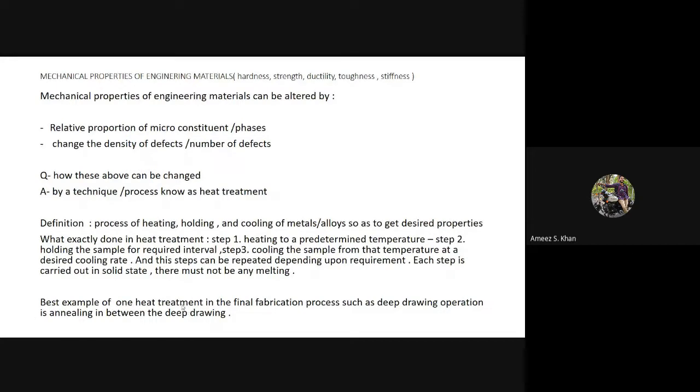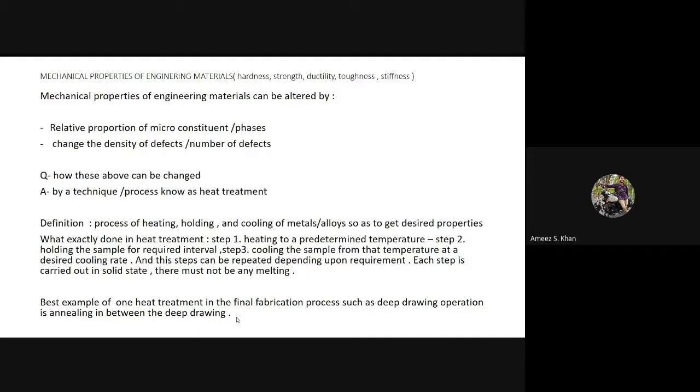The best example I can give you right now is the heat treatment in the fabrication process such as the deep drawing operation, which is annealing. Annealing is a heat treatment which is given in between the deep drawing process. Deep drawing process means we are drawing the materials to a large extent. That means a severe plastic deformation is happening in the material. That is a deep drawing process.